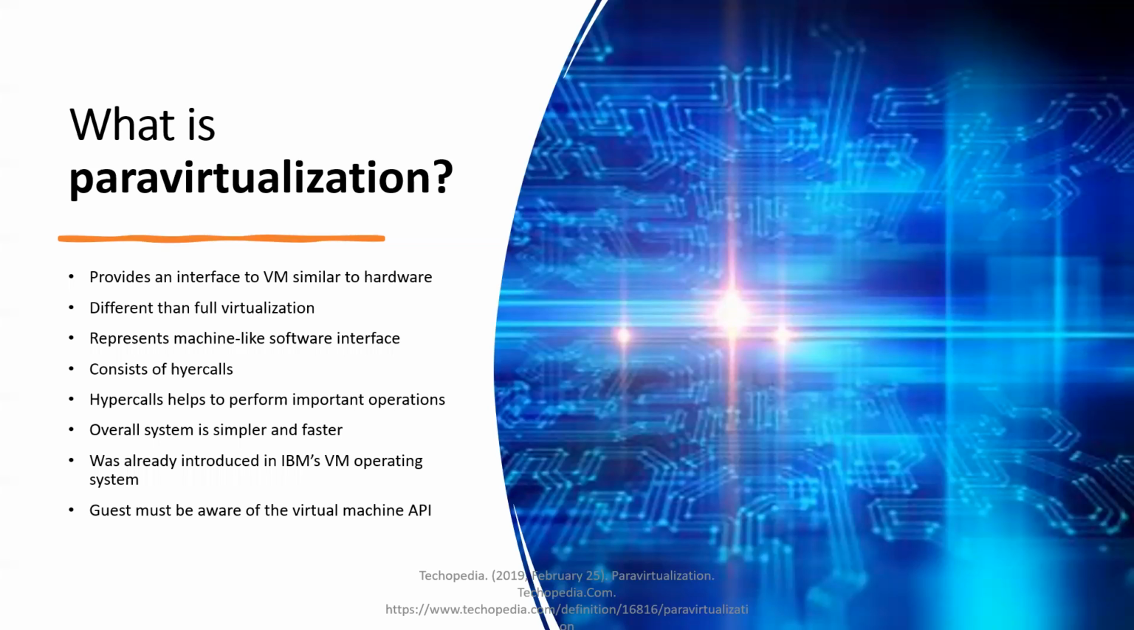It consists of something called hypercalls, which enable the guest to explicitly send requests to the hypervisor. Guests mainly use hypercalls for important operations, and since they are performed explicitly, the overall system is much simpler and faster. It should also be noted that para-virtualization was already offered in IBM's VM operating systems back in 1972.